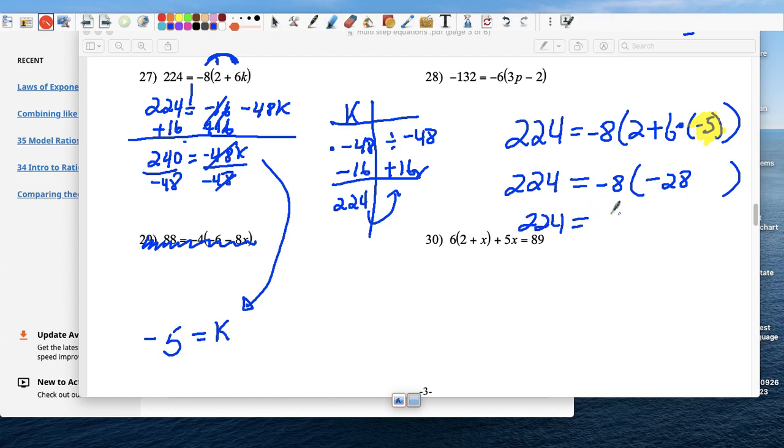Two negatives being multiplied is going to give me a positive. And what's 8 times 28? Just let's confirm that. 8 times 28 is indeed 224. So my answer of k equals negative 5 was correct.